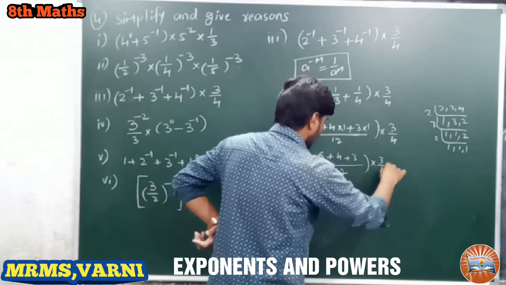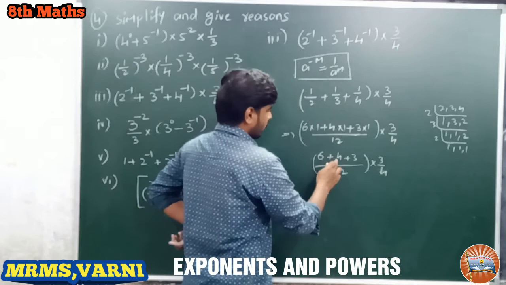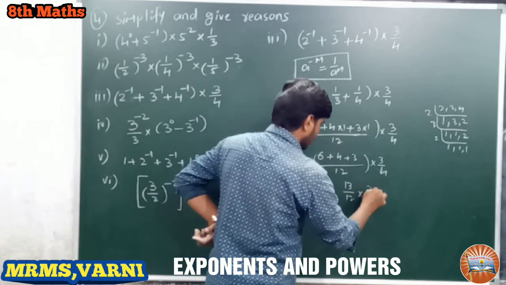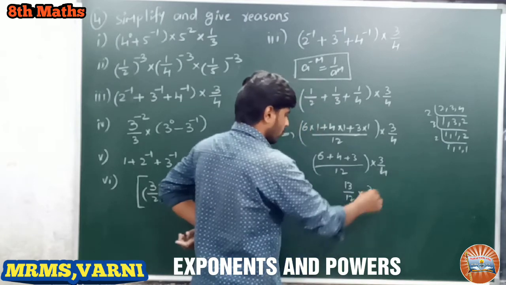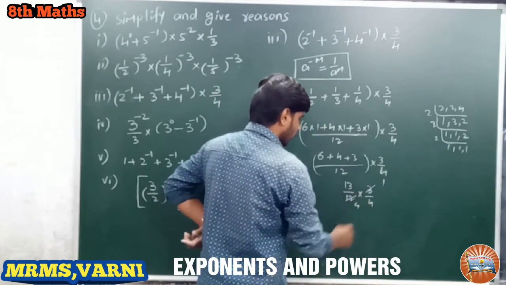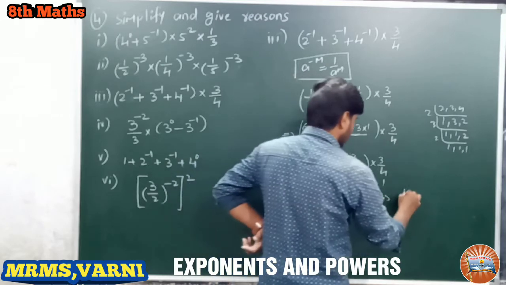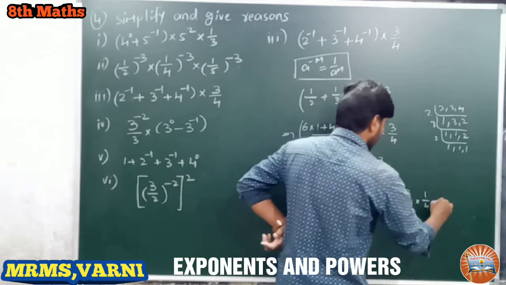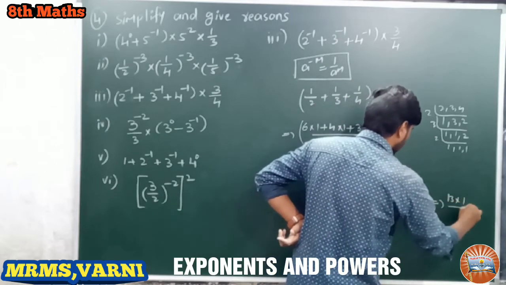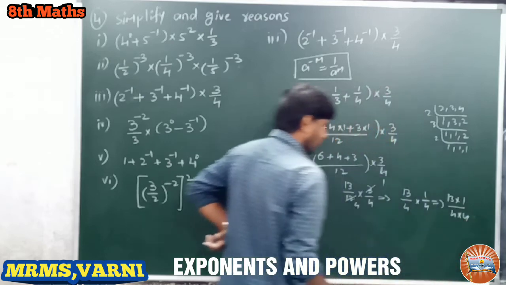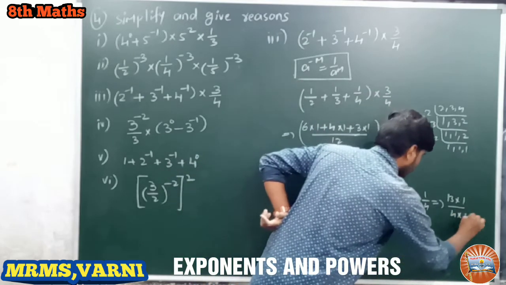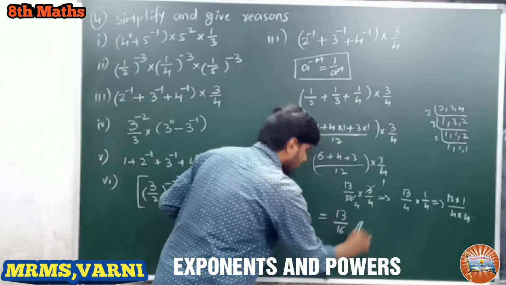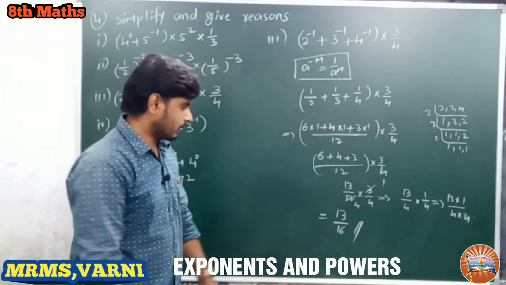6 into 1 6 plus 4 into 1 4 plus 3 into 1 3 by 12 into 3 by 4. Okay, this is 4. 6 plus 4 is 10, 10 plus 3 is 13 by 12 into 3 by 4. Here 3 ones are 3, 3 fours are 12, what becomes 13 by 4 into 1 by 4. This is nothing but 13 into 1 by 4 into 4, this is 16. Nothing but 13 by 16 is the final answer.